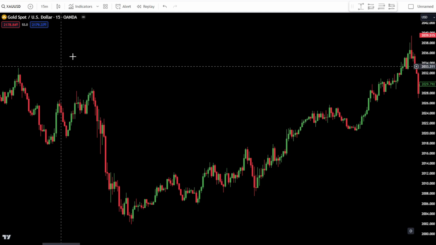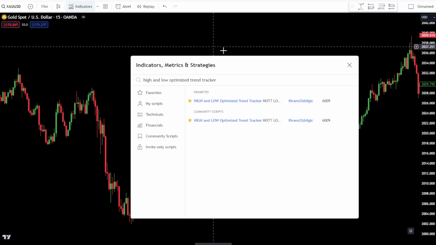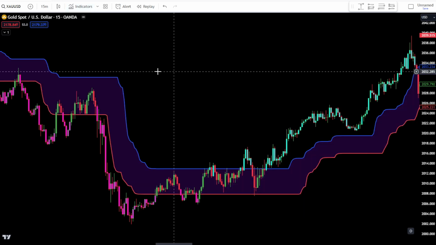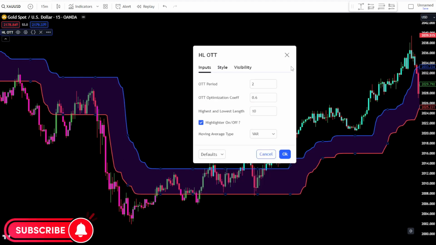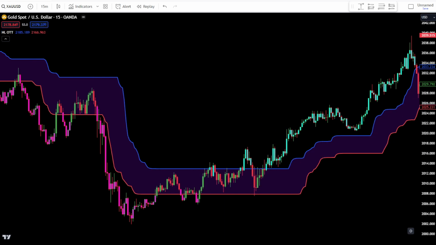Go to the Indicator Search tab and type in High and Low Optimized Trend Tracker, then select High and Low Optimized Trend Tracker from Kivanozbilgic. Next, access the settings for the High and Low Optimized Trend Tracker indicator. There are various adjustments you can make in this settings tab, but for this video, we will only change the moving average type to EMA. Click OK to confirm the changes.